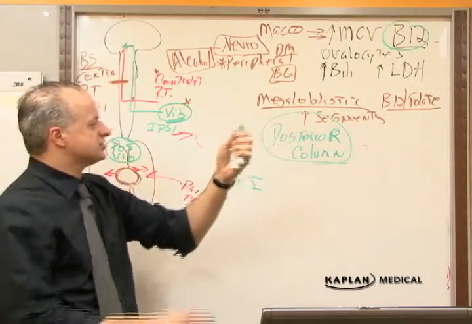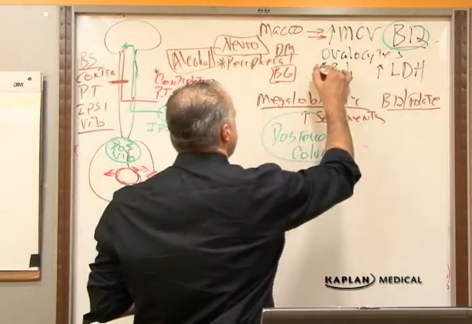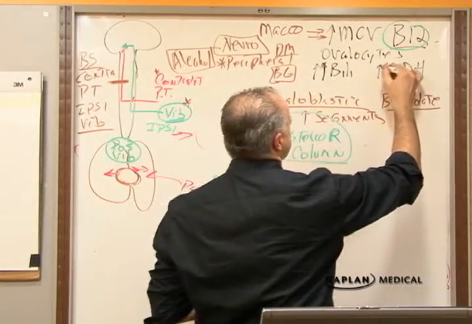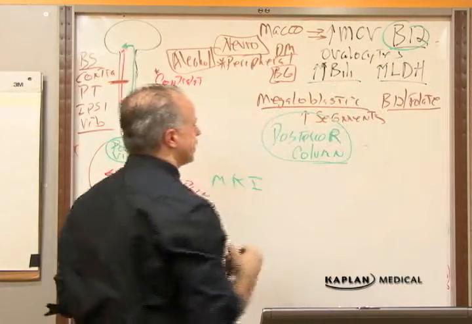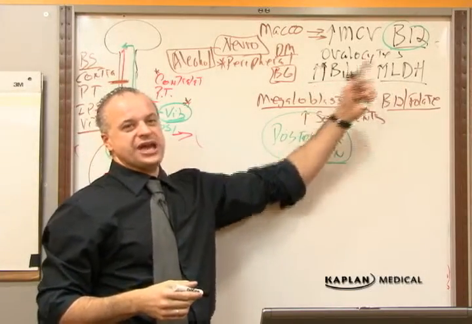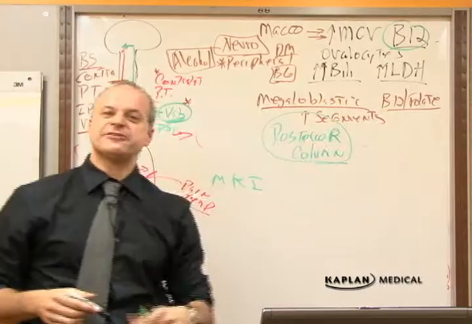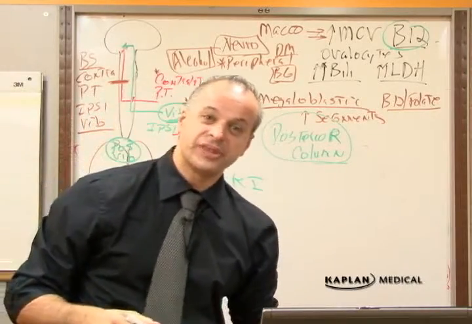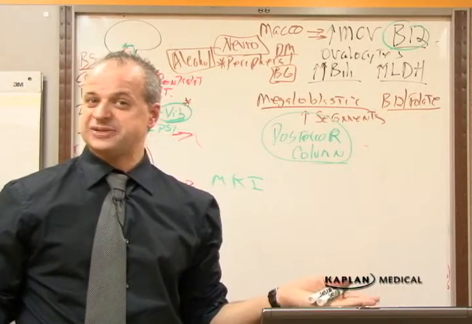Hey, it looks like hemolysis. You get a high bilirubin. Hey, it looks like hemolysis. You get a high LDH. Bilirubin, LDH. Well, what's going to be the difference between this and hemolysis then?